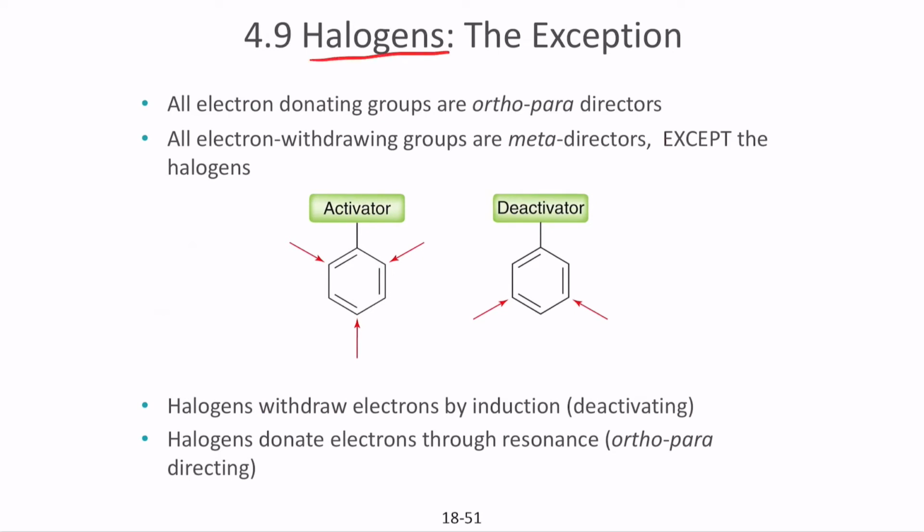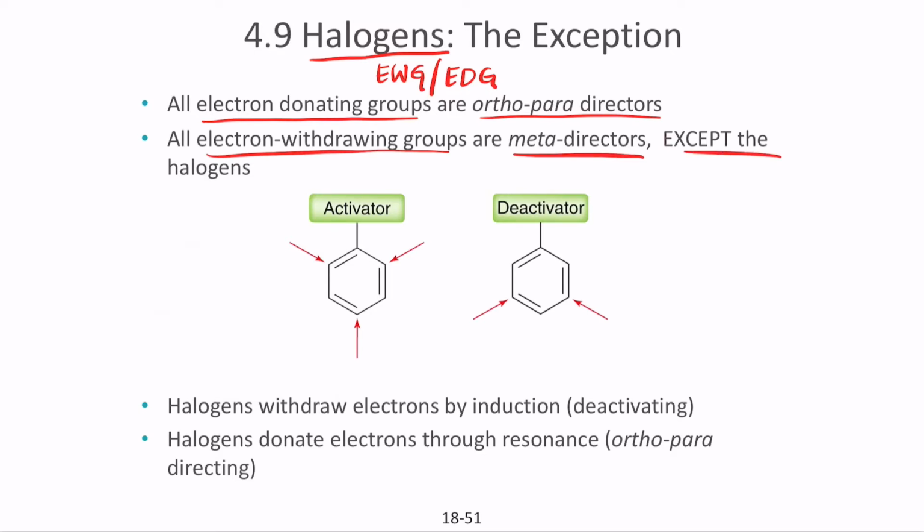Halogens have some peculiar behavior because they can be both electron withdrawing groups as well as electron donating groups. We know that all electron donating groups are ortho-para directors and all electron withdrawing groups are meta-directors, except for the halogens. Why is that the case? Because halogens can withdraw electrons by induction, which means that they can be deactivating, as well as donate electrons through resonance, which means they can be activating.